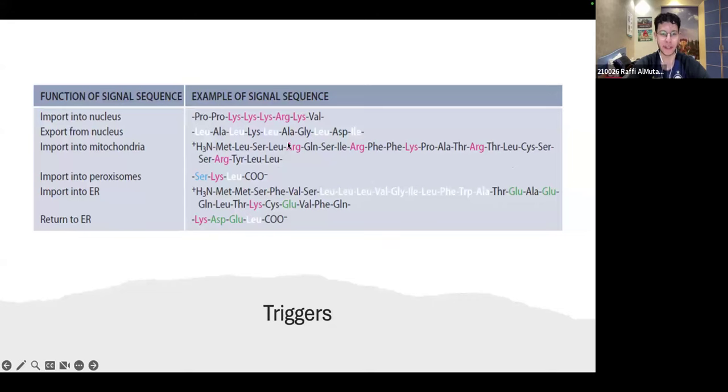So this is just for the sake of completion that we have signals, and the signals come down to the amino acid sequence and they tell us where something's supposed to go. But I don't want you to memorize specific triggers.